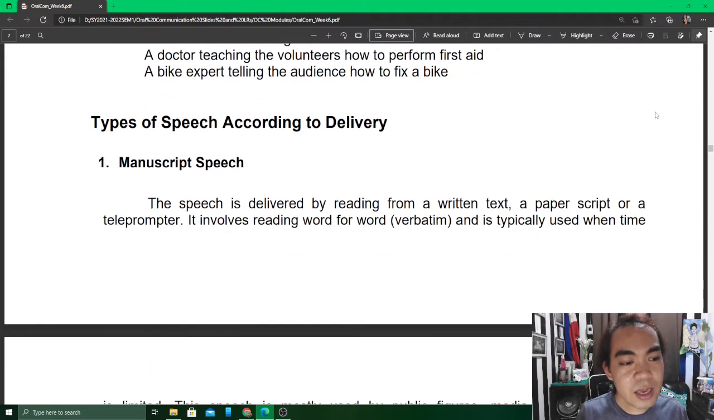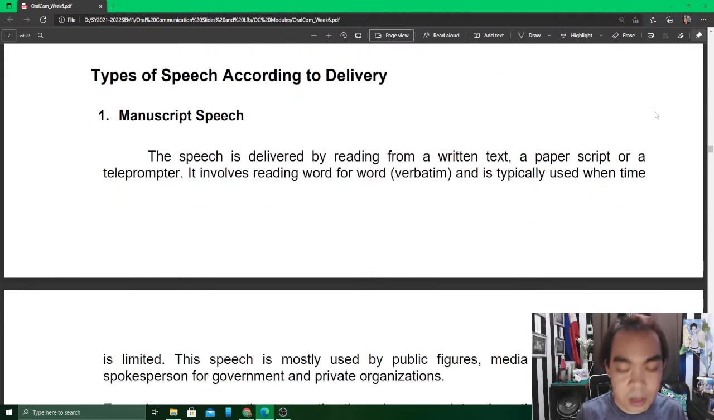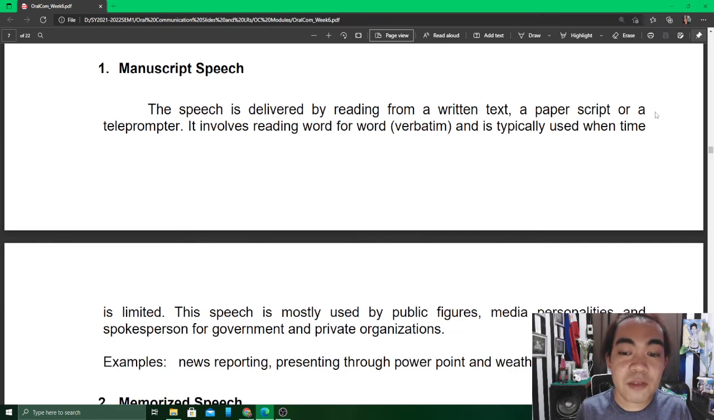Then here, we have the type of speech according to delivery. Diri sa babaw ka gina-purpose. Ano ang tuyok mo? Ini naman niya ang speeches according to delivery. Paano ini ginhambal? Paano ini gin-deliver? Una, manuscript speech is delivered by reading from a written text, a paper script, or a teleprompter. Basta may ginabasa, manuscript speech na.